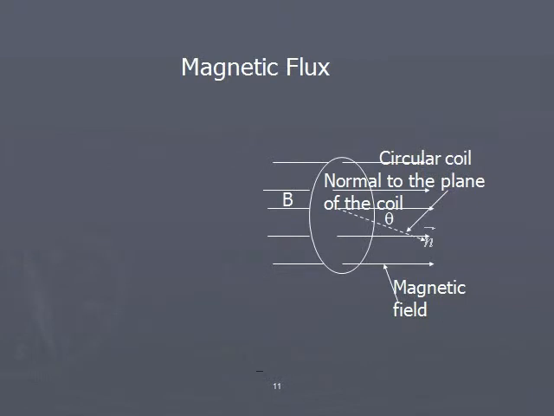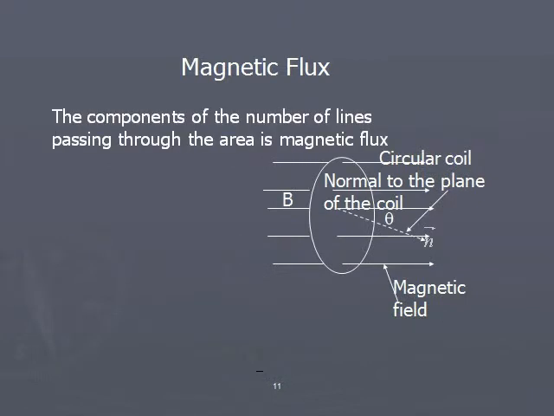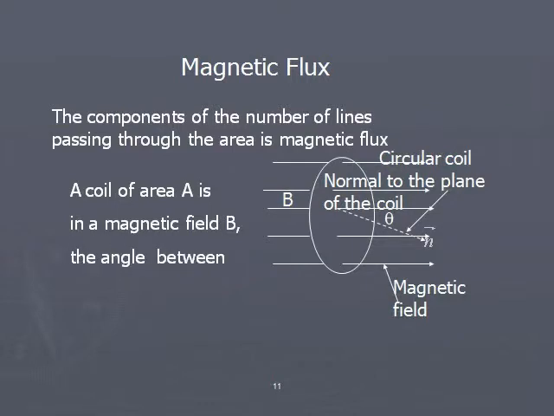Let us imagine that the coil is placed at an angle theta. The normal is making an angle theta with the direction of magnetic field. Then we are concerned only with the components of the lines normal to the plane of the coil. We are concerned with the magnetic field lines, components of these lines normal to the coil, that is known as magnetic flux.